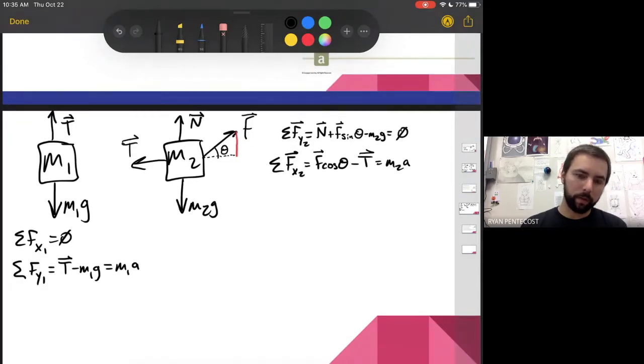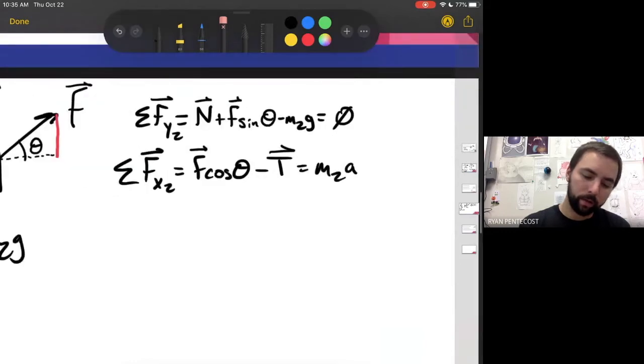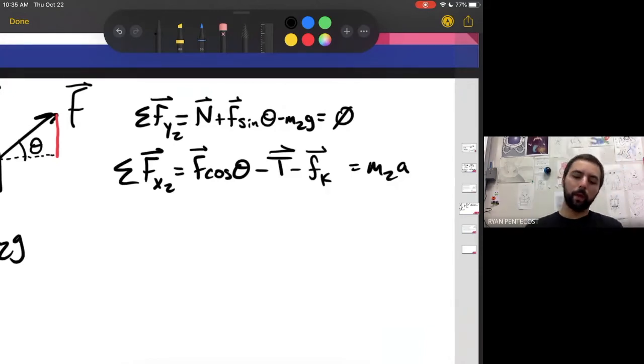First, I forgot something. Oh, I forgot the friction. That's what it was. Goodness. All over the place today. All right, so we have a negative friction force in the x. So let's move you over. Minus kinetic friction.